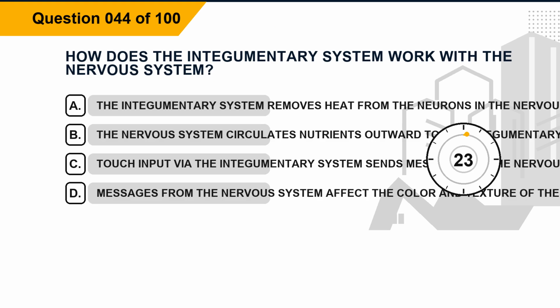Question 44. How does the integumentary system work with the nervous system? Option A. The integumentary system removes heat from the neurons in the nervous system. Option B. The nervous system circulates nutrients outward to the integumentary system. Option C. Touch input via the integumentary system sends messages to the nervous system. Option D. Messages from the nervous system affect the color and texture of the skin.